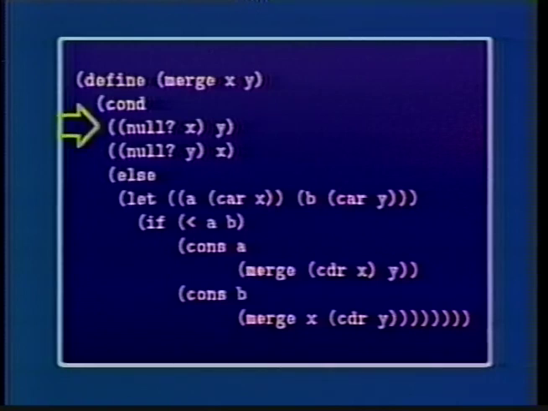It says if X is empty, the answer is Y. If Y is empty, the answer is X. Otherwise, you compare the first two elements. So you pick out the first thing in X and the first thing in Y. And then depending on which of those first elements is less, you stick the lower one on to the result of recursively merging, either chopping the first one off X or chopping the first one off Y. That's a standard kind of program.